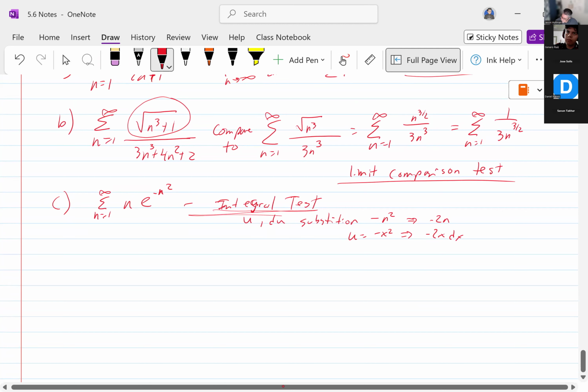Okay, u is equal to x squared. Okay, so du is equal to 2x dx. Okay. Okay, let's do a few more of these. D, summation n equals 1 to infinity of negative 1 to the nth power times n cubed over n to the 4th plus 1. Okay, any ideas on what test we might want to use for this one?